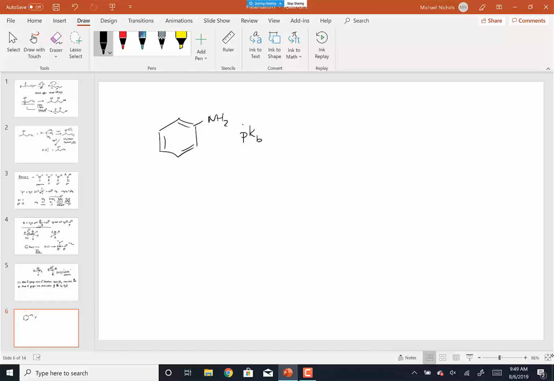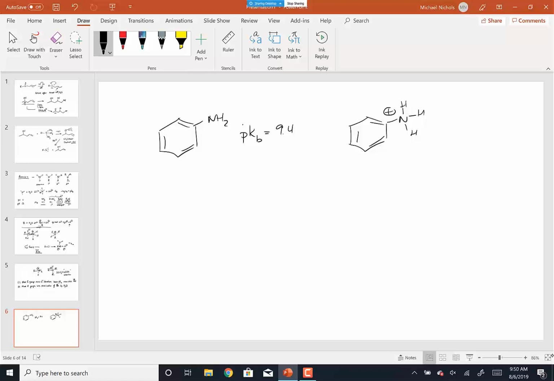What's its pKb? 9.4. Wow. Now, does that make sense? It may make sense from the solubility standpoint, because this stuff isn't going to be very water soluble, because it's got a big fat benzene ring on it. But there's something else going on here.